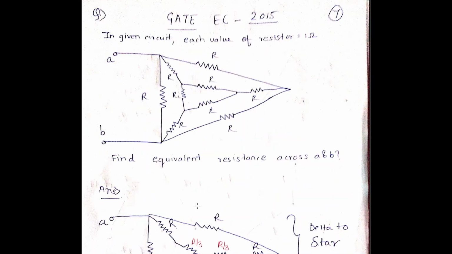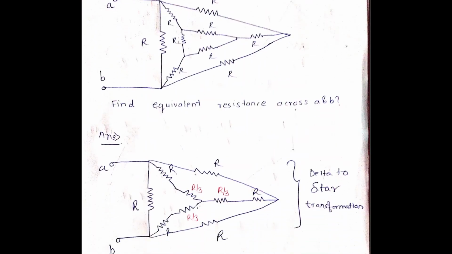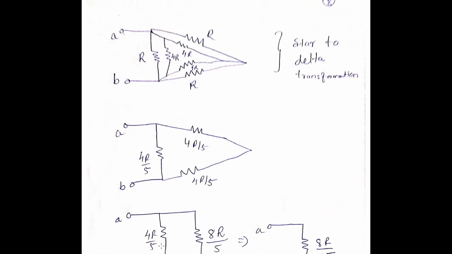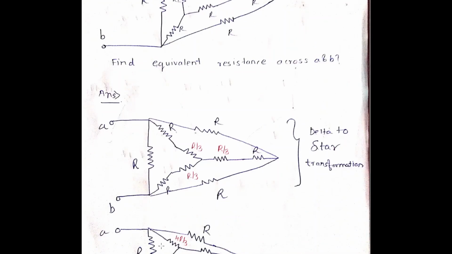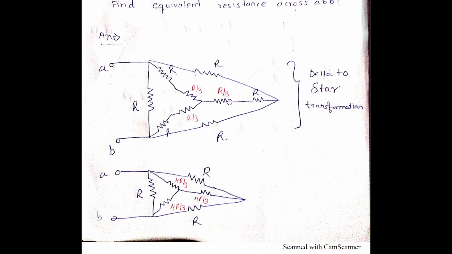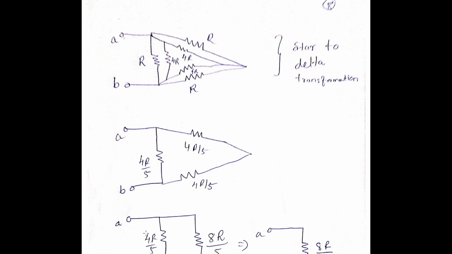Just apply this formula. What does the formula for delta to star say? R into R upon R plus R plus R, which will give you R by 3. Similarly, R by 3, R by 3. Just add this R by 3 plus R by 3 plus R, and R by 3 plus R. Again, convert that into delta. So you have a delta over here, and a delta over here. In this question, we have just added the series resistances and converted this star to delta.